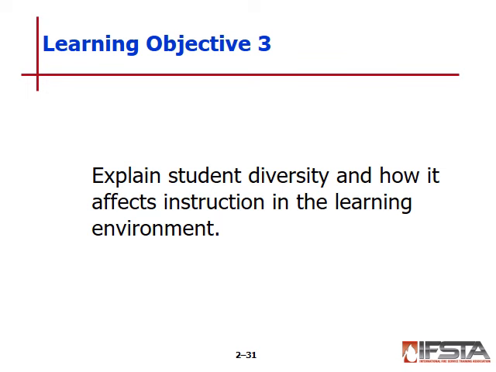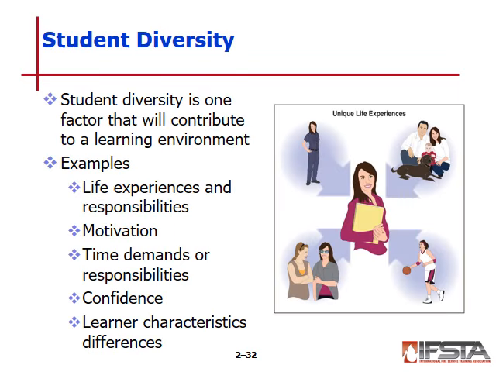Objective number 3, explain student diversity and how it affects instruction in the learning environment. Student diversity is one factor that will contribute to a learning environment. Some examples they list here are life experiences, responsibilities, motivation, time demand, confidence, and learner characteristics and differences. So how does this affect you as an instructor? Basically, you have to learn to relate to your students, in terms of what's going on in their life, so you can communicate more effectively with them.